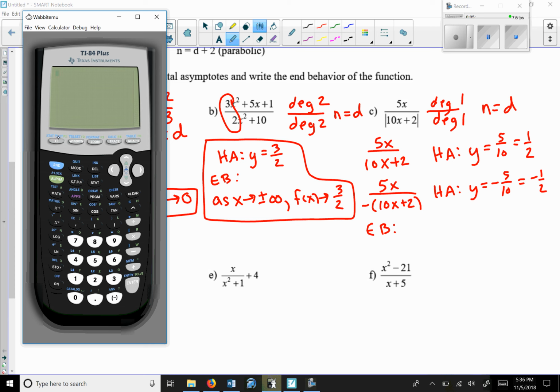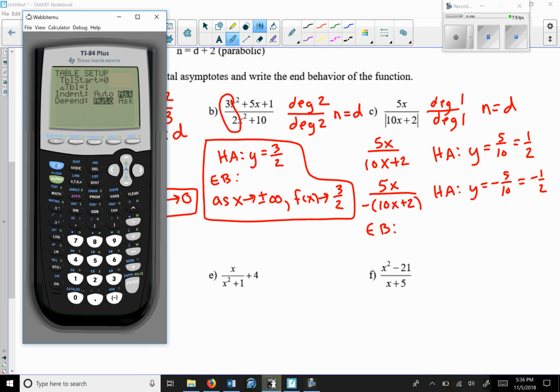So if I turn this on, I have 5x divided by the absolute value of 10x plus 2. So if we go ahead and look at the graph, I'm just going to do zoom 6 for a standard window, make it look a little better. And you can see as x approaches positive infinity, it looks like our values are going to be approaching 1/2.